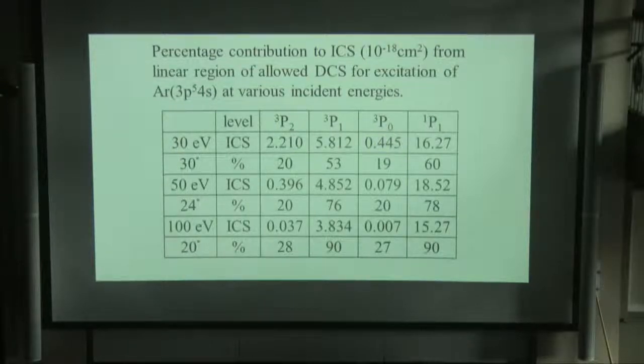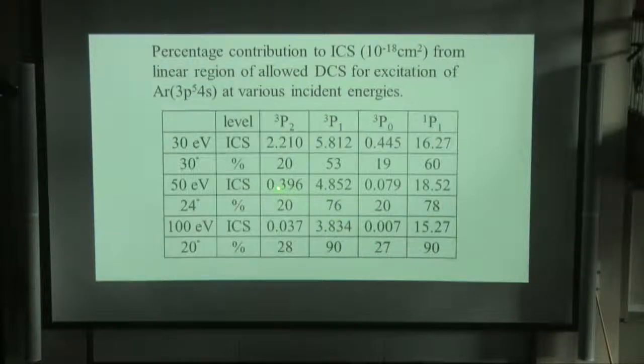On the other hand, if you do the integration up to 30 degrees here, you get only 20% of the total for the metastable states, but here you get much larger values. If you go to 50, it's even more pronounced. Here we only integrate up to 24 degrees, and what we get here is a similar amount for the metastables, but now much higher value.